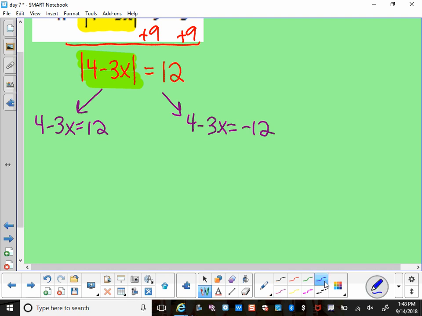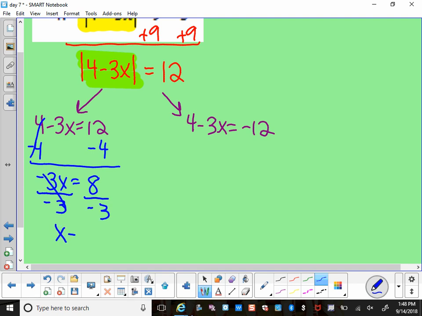How do I get rid of that positive 4? Subtract 4 from each side. That cancels, so we have negative 3x is equal to 8. Divide by negative 3. Leave it as a fraction. I'm okay with that. It doesn't matter if your negative goes on the top, on the bottom, or the middle. It's still the same. That's my answer. x equals negative 8 over 3.